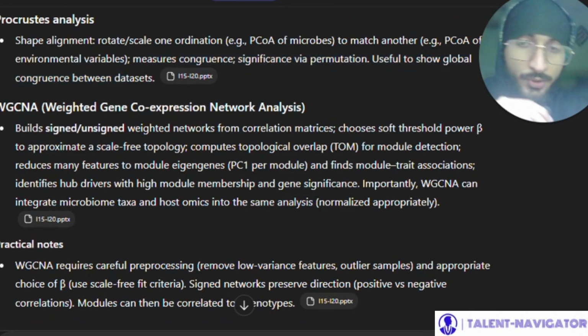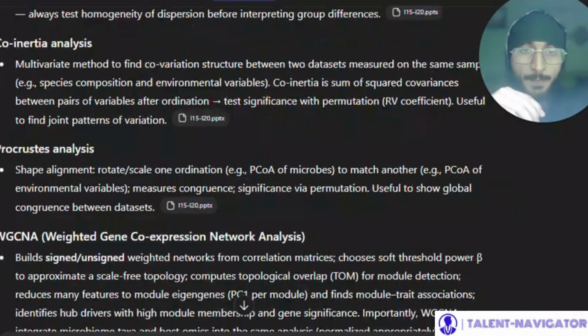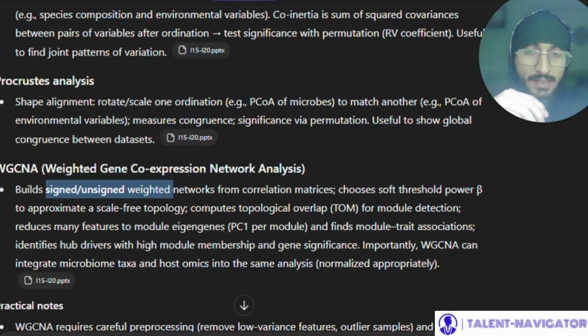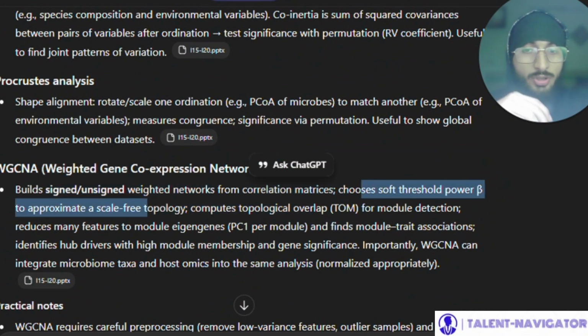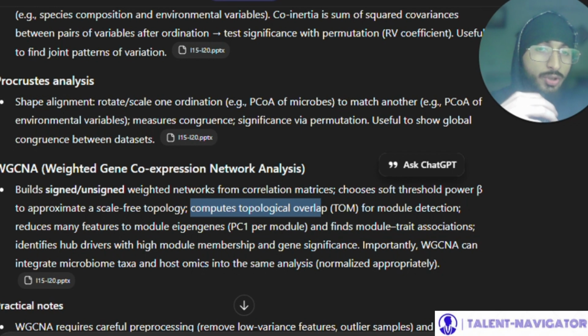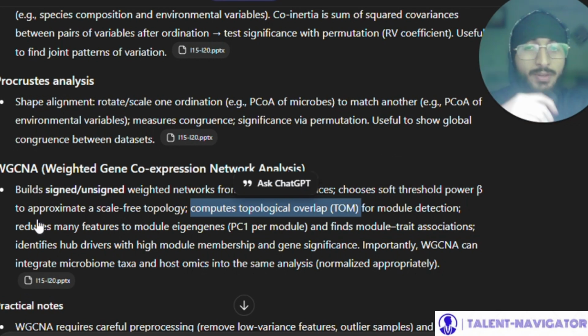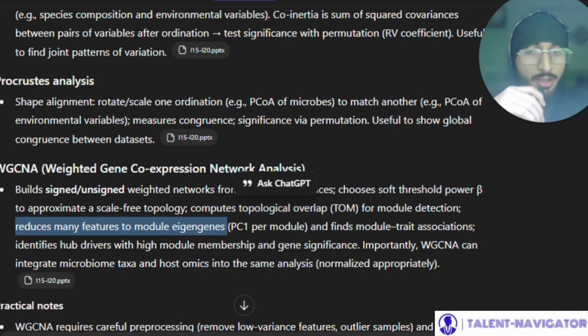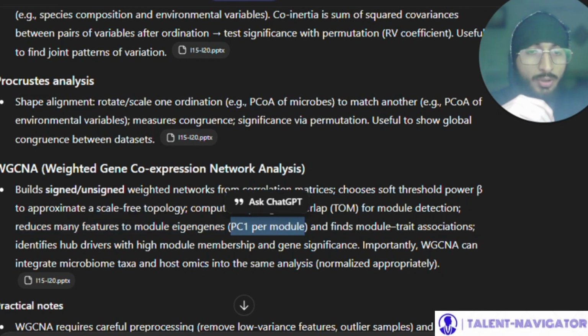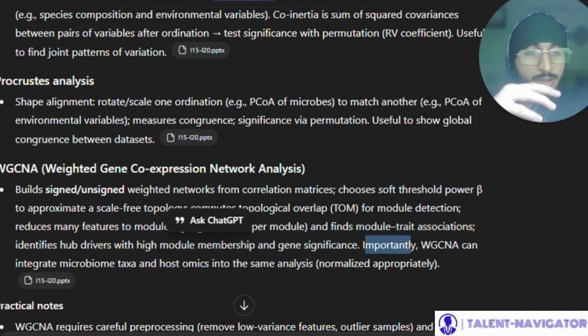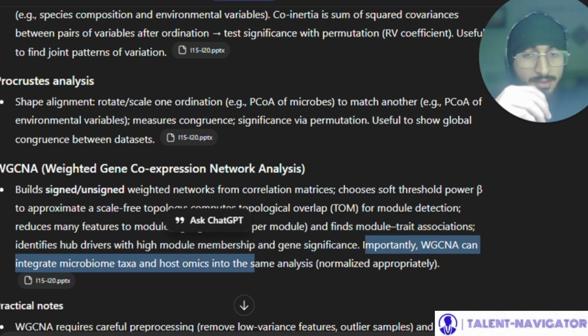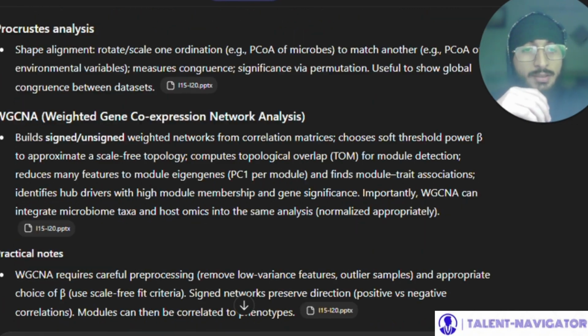Then we have WGCNA, which is weighted gene co-expression network analysis, that builds signed or unsigned weighted networks from correlation matrices, chooses a soft threshold power beta to approximate a scale-free topology, and computes the topological overlap matrix, TOM, for module detection. Then we reduce the features to module eigengenes, PC1 per module, and find module-trait associations. Then we identify the hub drivers with high module membership and gene significance. Importantly, WGCNA can integrate microbiome taxa and host omics into the same analysis.